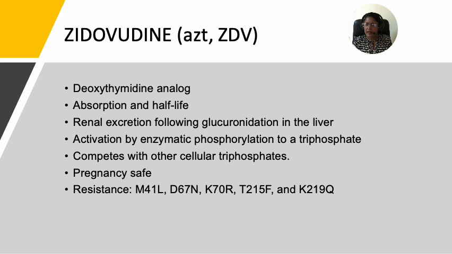Zidovudine is a deoxythymidine analog that is well absorbed and distributed to most body tissues and fluids, including the CSF. Its half-life is about 3 to 4 hours, so a twice daily dose of zidovudine is required. Renal excretion following glucuronidation in the liver occurs. Activation by enzymatic phosphorylation to the triphosphate, as we will see in a little while, involves steps that I need you to remember. It competes with other NRTIs that need to be triphosphorylated.